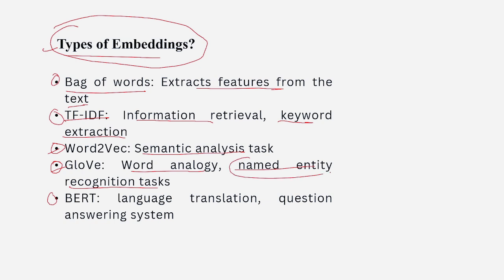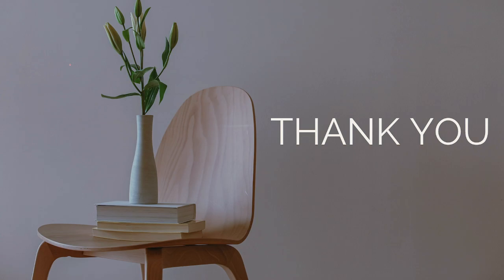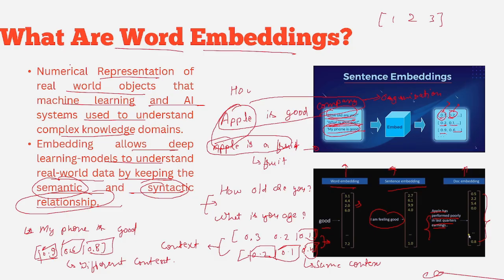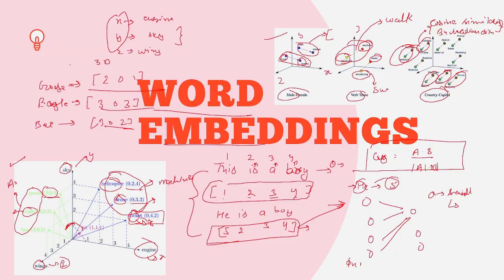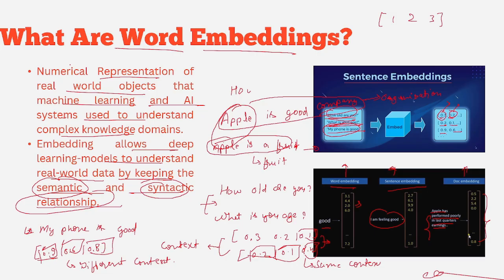We will cover all these topics, like what named entity recognition is, what lemmatization is, and what stemming is, in upcoming videos. And the last is BERT, which is a transformer model used for language translation and question answering systems. So these are some types of embeddings which we will discuss in detail in the next videos. I hope these discussions about word embeddings are clear to you.